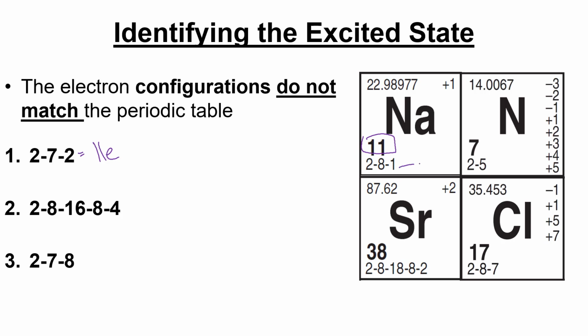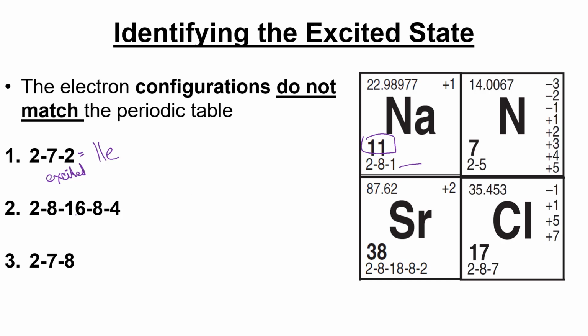Well, sodium's ground state electron configuration is 2-8-1. That must mean this is an excited electron configuration. It means energy must have been put in, and one of these electrons jumped up into an energy level where it should not technically be. Let's check this out.